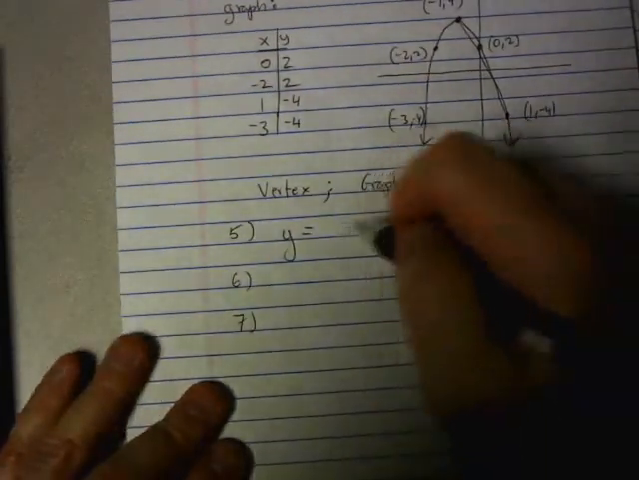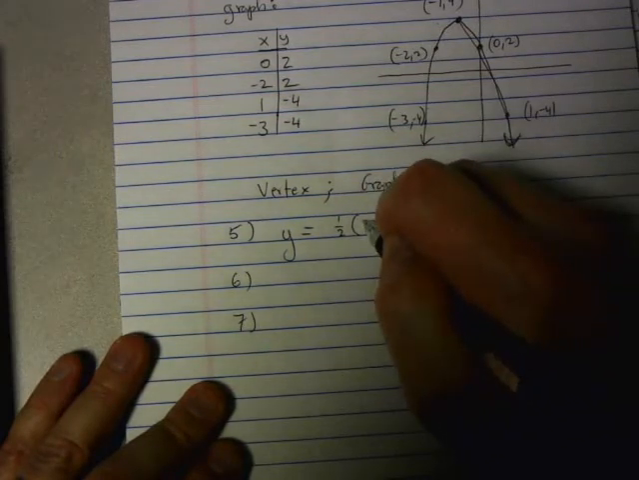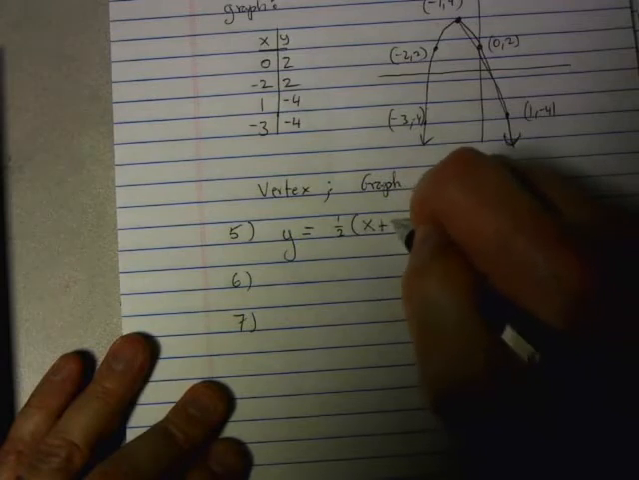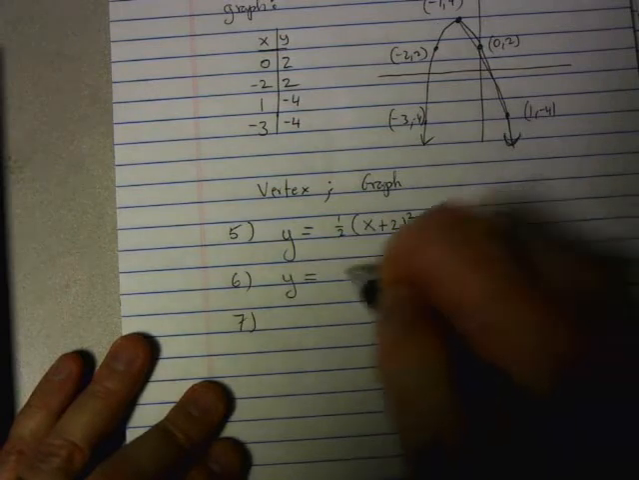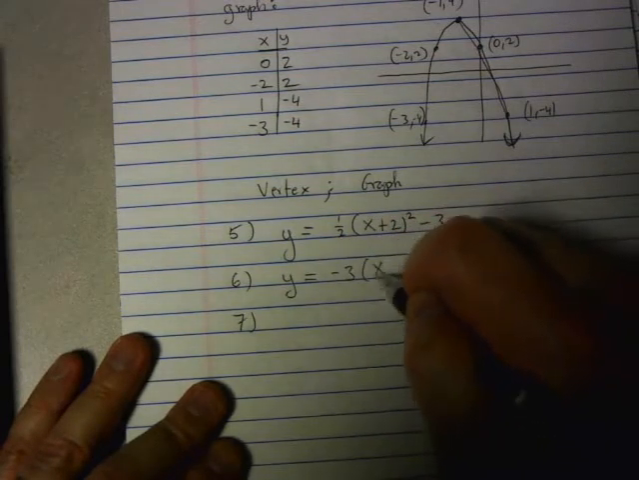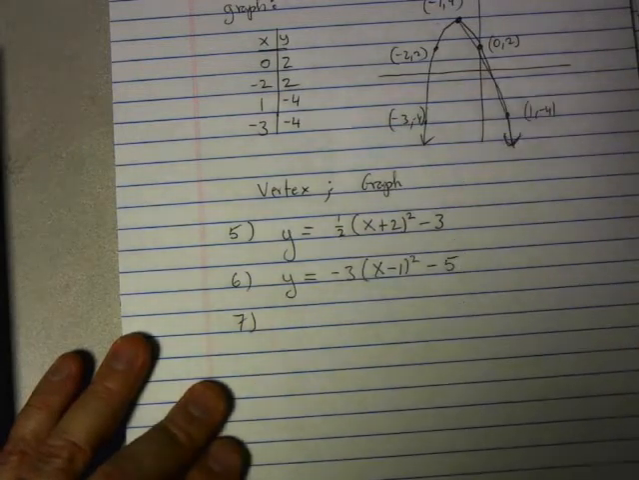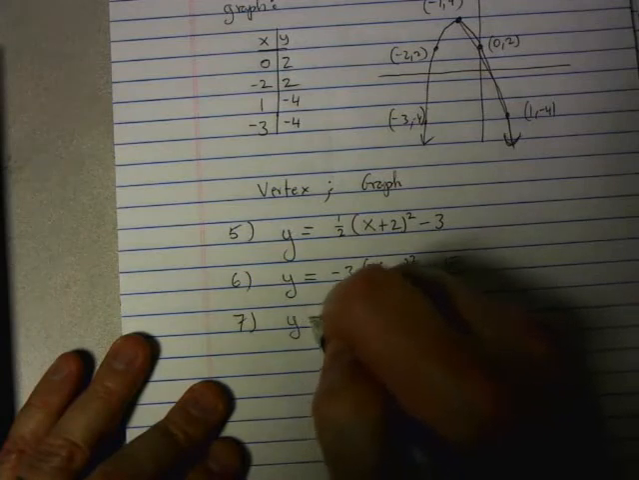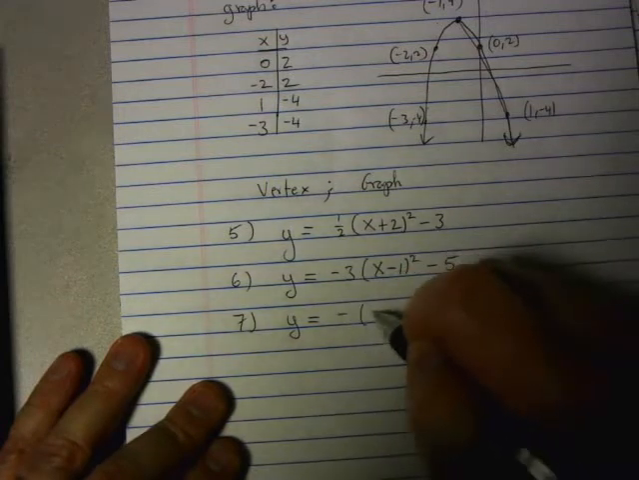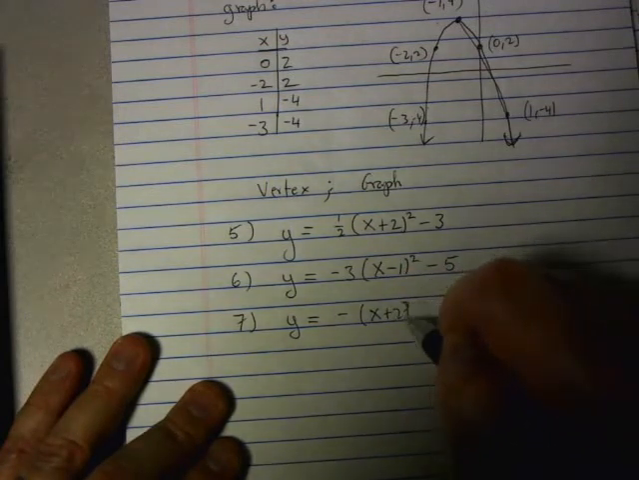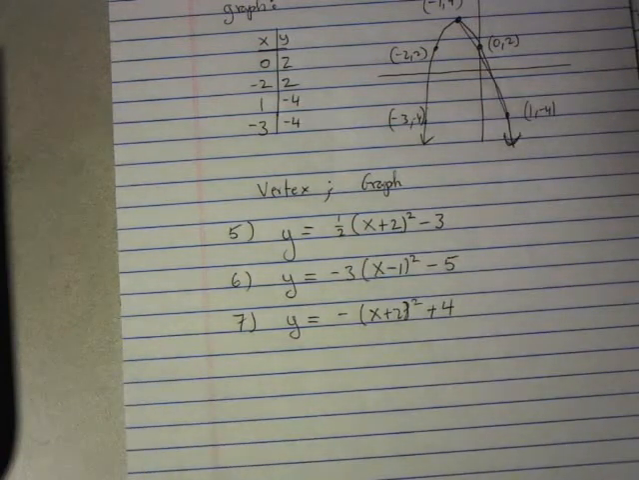y equals 1/2 x plus 2 squared minus 3. y equals -3 times x minus 1 squared minus 5, maybe. And finally, y equals just negative x plus 2 squared plus 4. Alright, so give those 3 a shot.